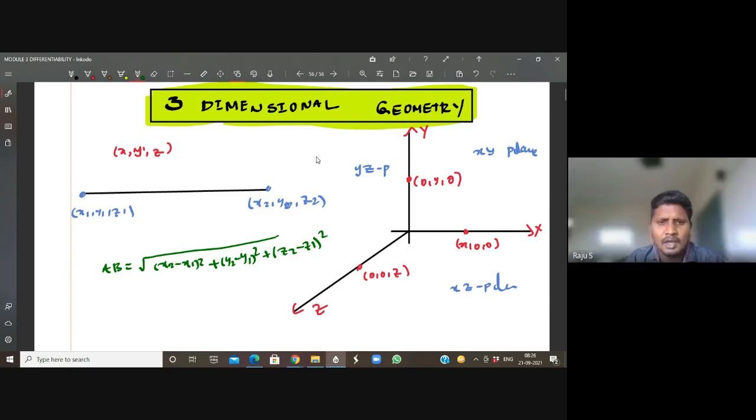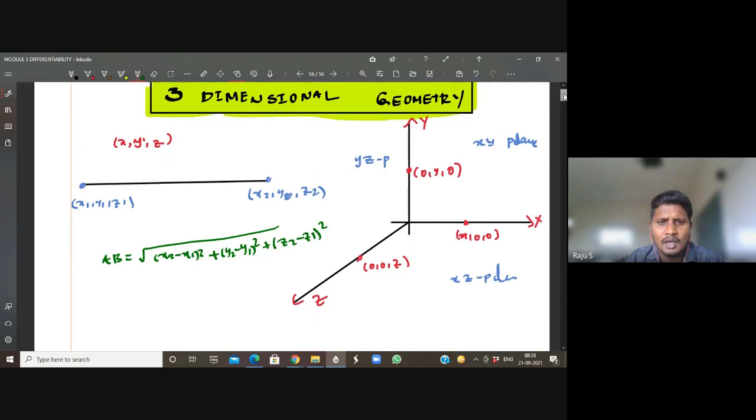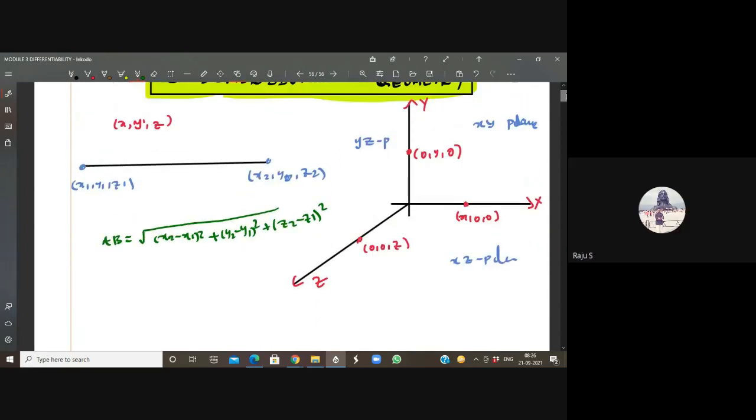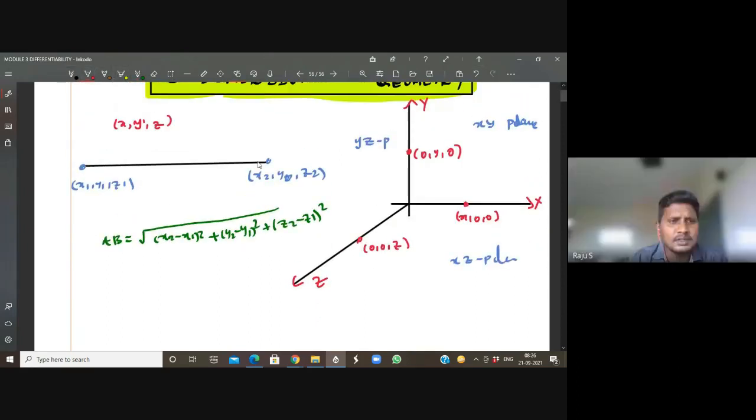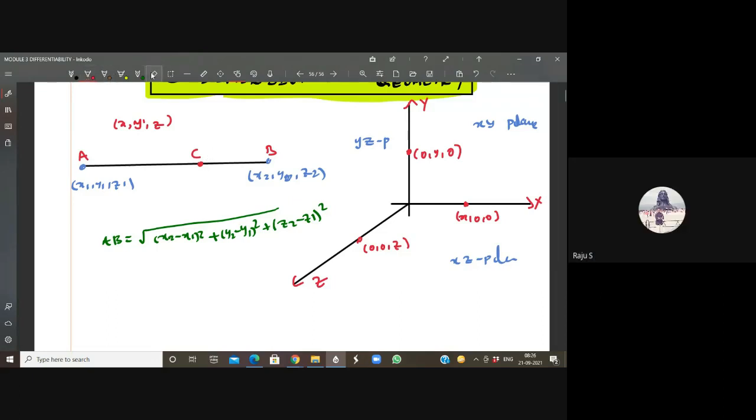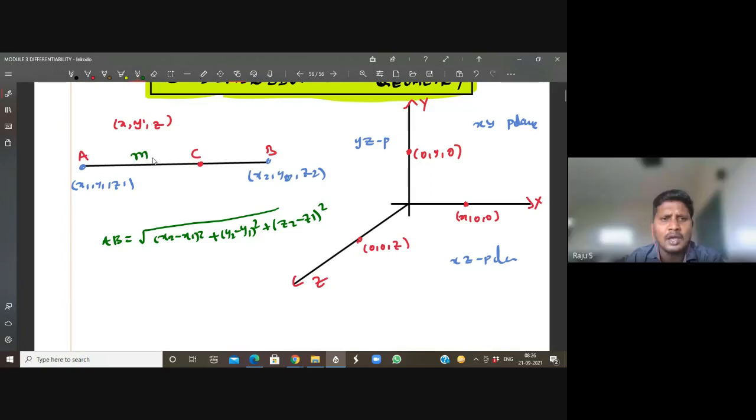This is the distance between 2 points. And if you want any point on the line segment joining A and B, you take this as capital A, this as capital B, and the distance between A and B is as given. This is the distance formula, very easy. I want to find another point C. The point C can divide the line segment AB in the ratio of m is to n.